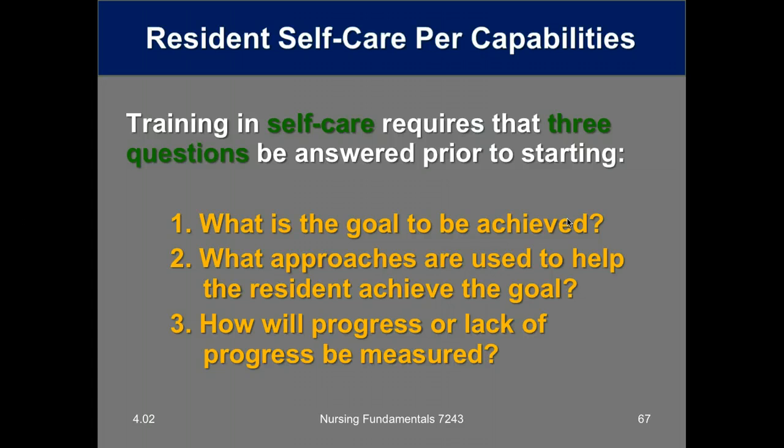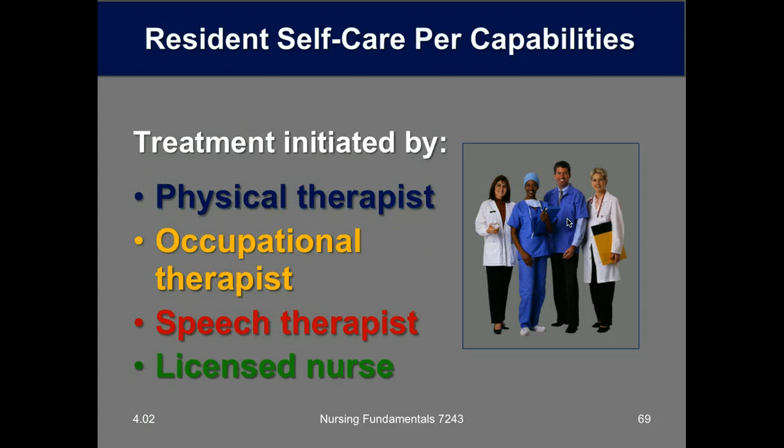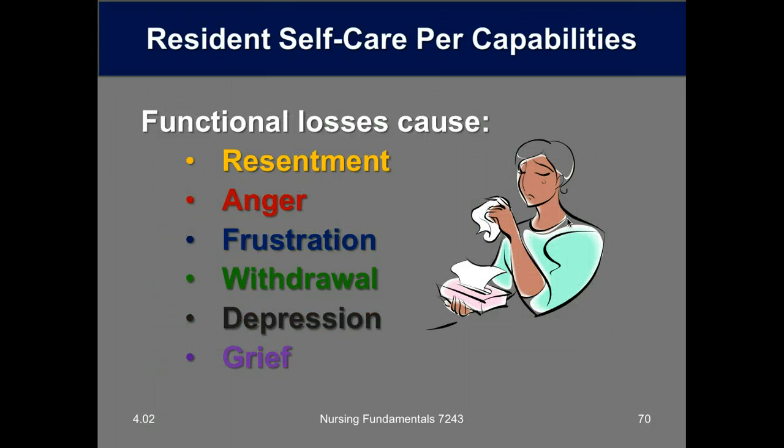Training in self-care requires that 3 questions be answered prior to starting. What is the goal to be achieved? What approaches are used to help the resident achieve the goal? How will progress or lack of progress be measured? So resident self-care per their capabilities: include the resident in the goal setting process whenever possible. Treatments are initiated by physical therapists, occupational therapists, speech therapists, and licensed nurses.